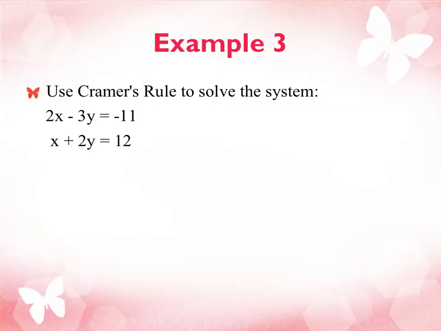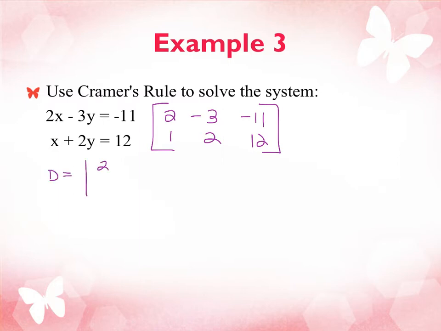So it says use Cramer's Rule to solve the system. First thing I want to do is rewrite my system as a matrix. So this would be 2, -3, -11, 1, 2, 12. And then I have 3 determinants to do. D, which is the x's and the y's, the first 2 columns, 2, -3, 1, 2. And I'm going to go back and do that determinant.